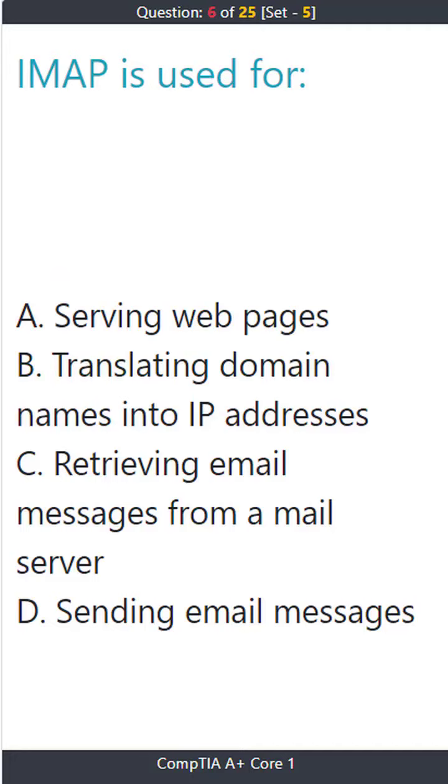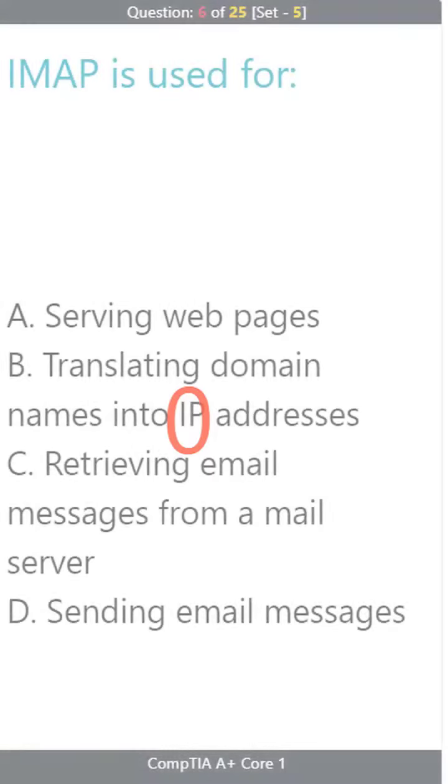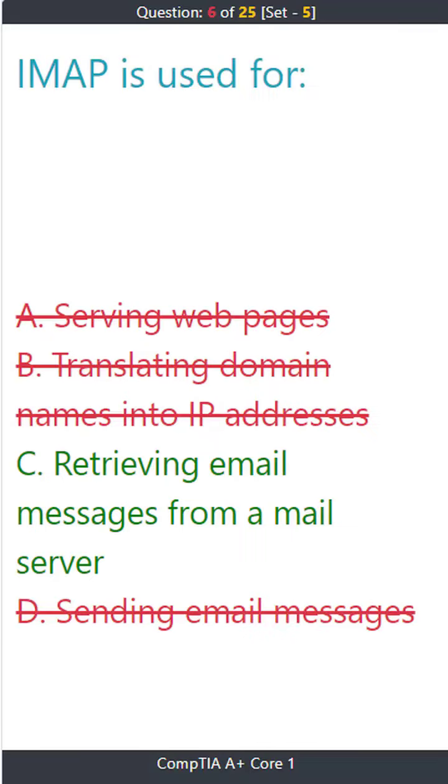Question 6. IMAP is used for A. Serving web pages. B. Translating domain names into IP addresses. C. Retrieving email messages from a mail server. D. Sending email messages. The correct answer is C. Retrieving email messages from a mail server.